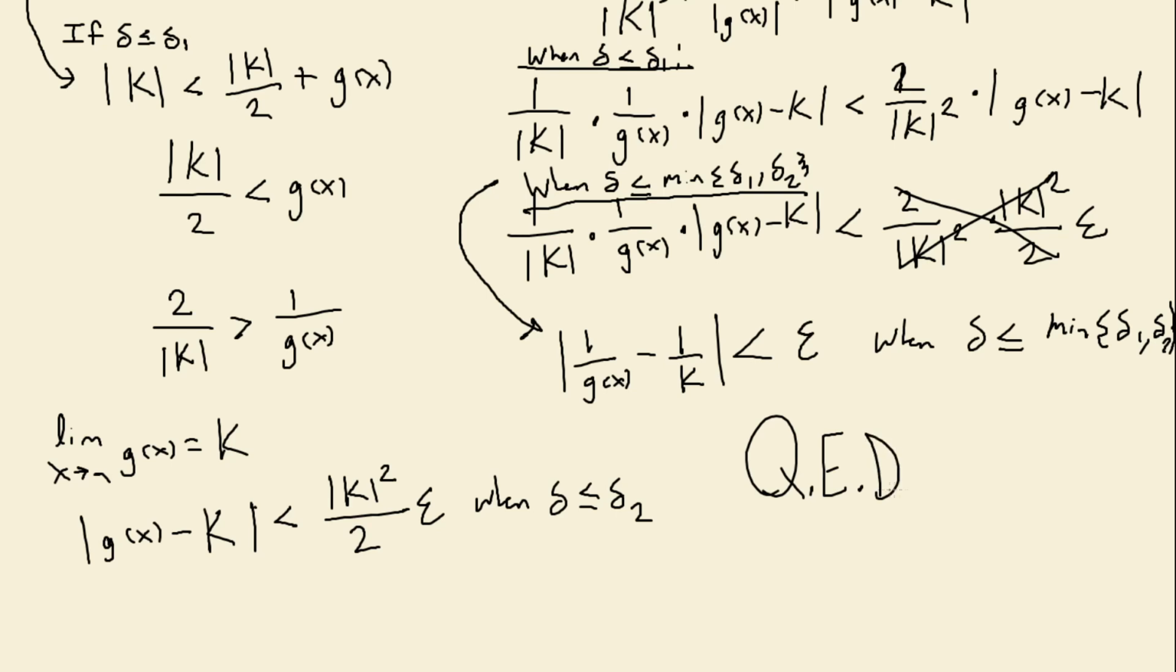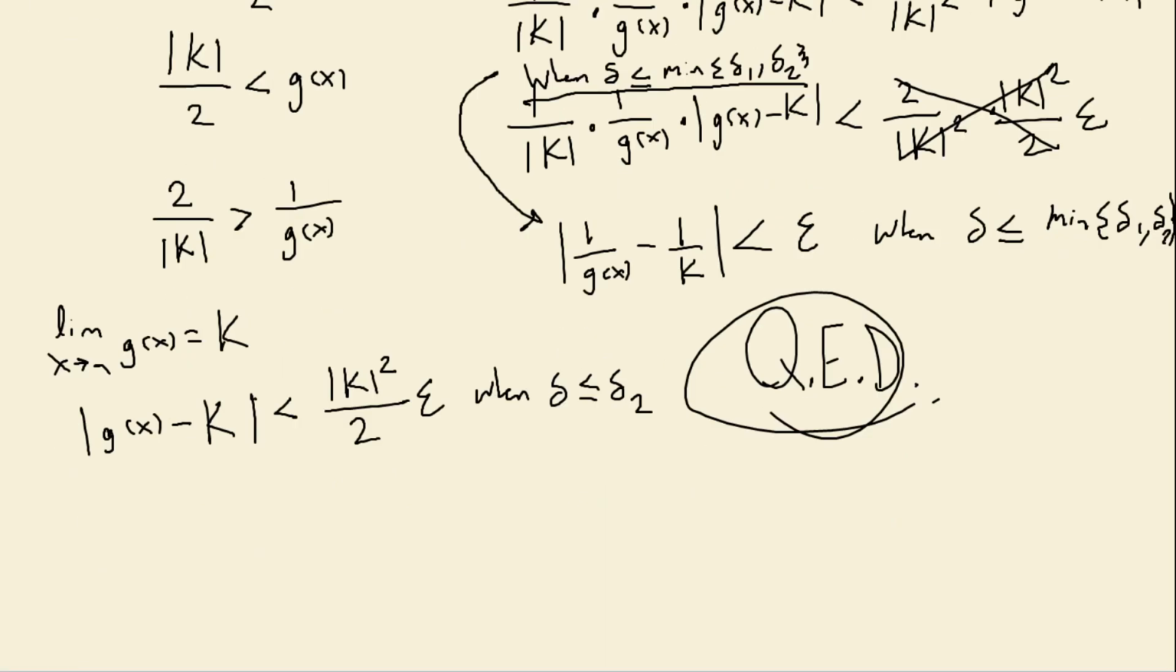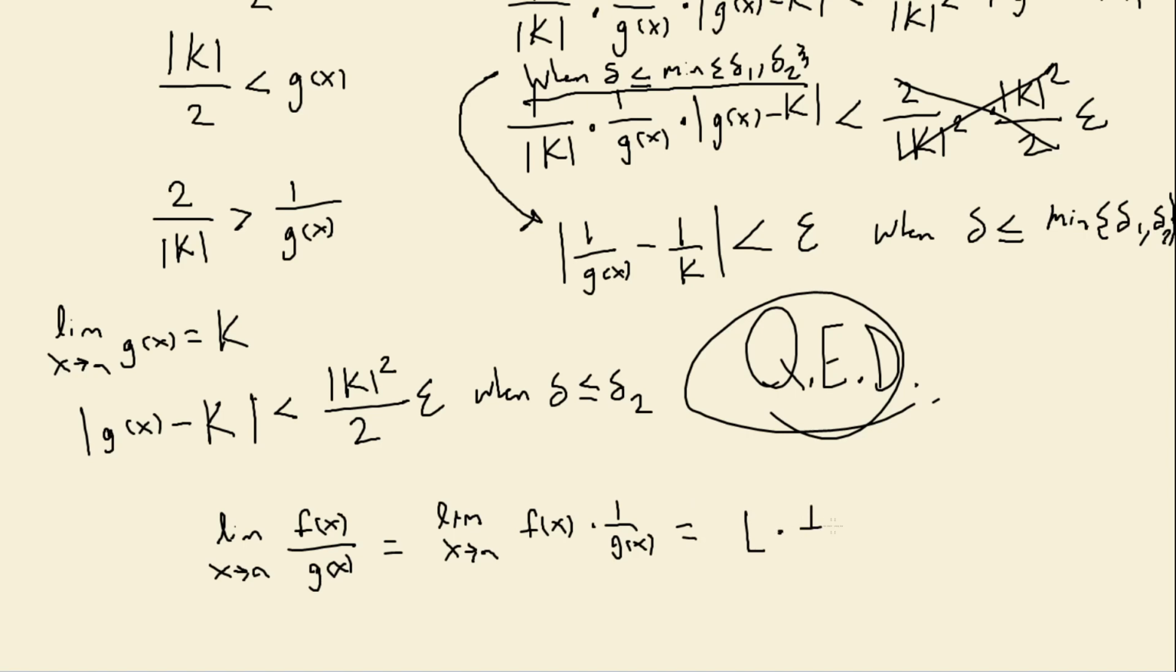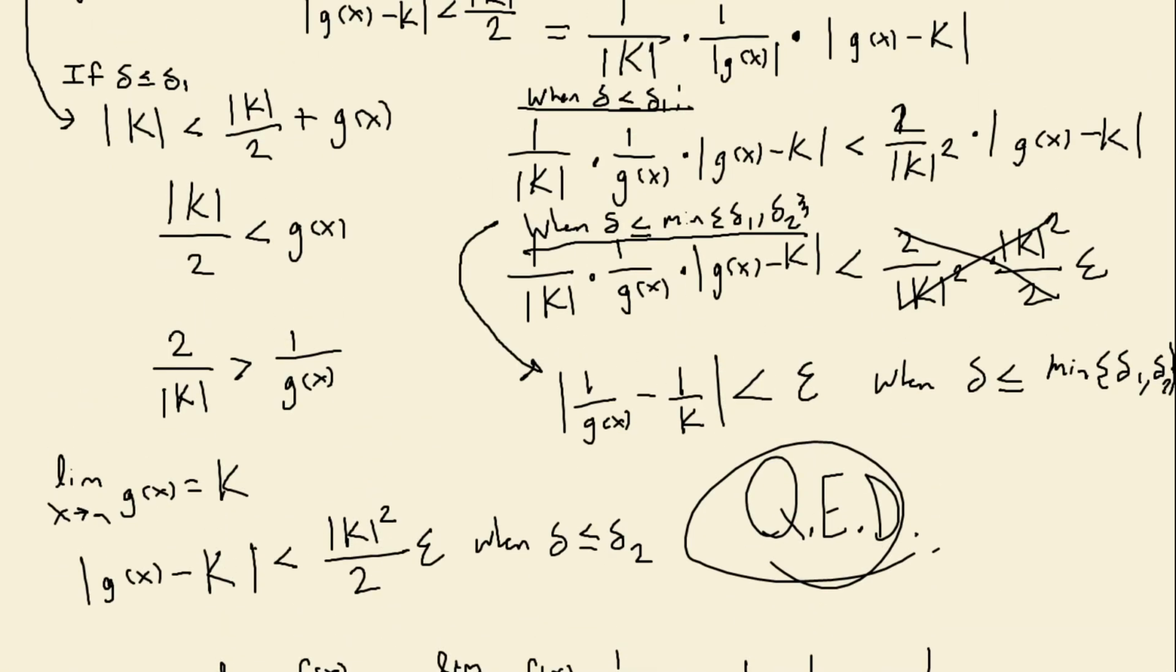And now that we know that, we know that the limit as x approaches a of f of x over g of x is equal to the limit as x approaches a of f of x times 1 over g of x. That is the same thing, and this is equal to L times 1 over k, which is just equal to L over k. So there you have it. That quotient rule was proven. I know that one was a bit of a doozy, but we made it through.